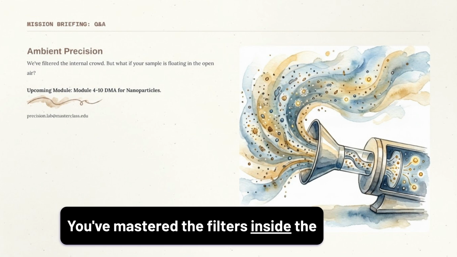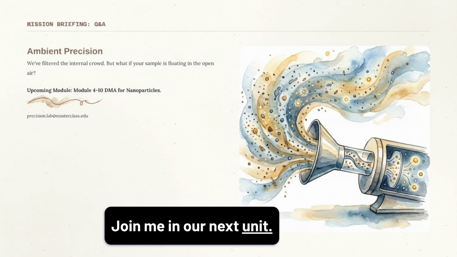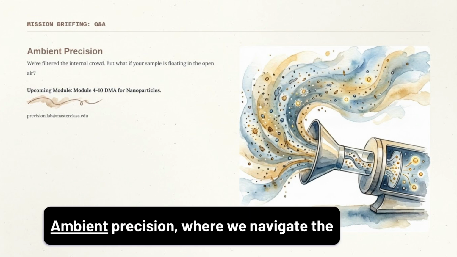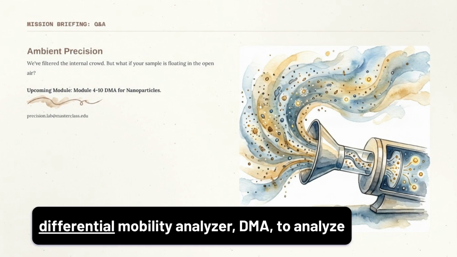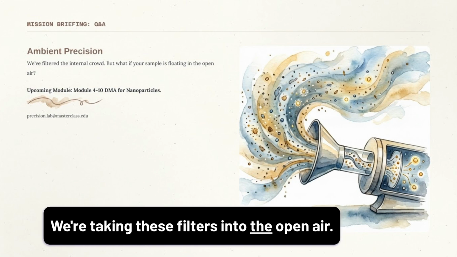You've mastered the filters inside the instrument. But what if your sample isn't in a vial? What if it's floating in the air, outside? Join me in our next unit, Module 4 to 10, Ambient Precision, where we navigate the Differential Mobility Analyzer, DMA, to analyze nanoparticles and aerosols in real time. We're taking these filters into the open air.